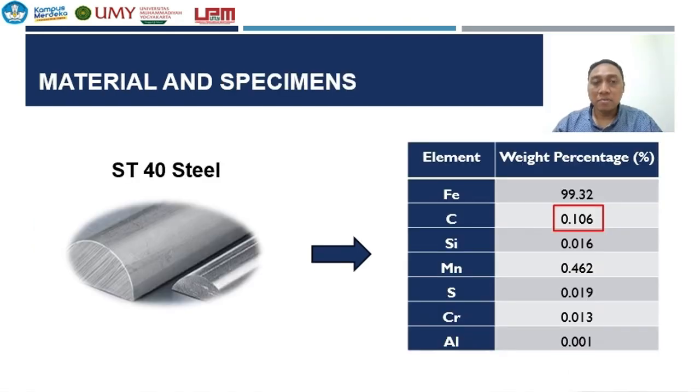This study utilized ST40 steel, which is categorized as a low carbon steel because its carbon content is only about 0.106%. The table here shows the chemical composition of the ST40 steel. The Fe is about 99% and the others are Si, Mn, S, Cr, and Al.